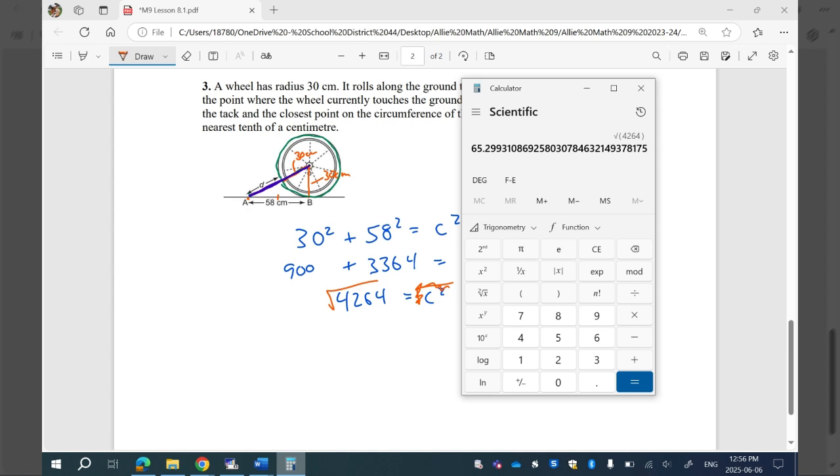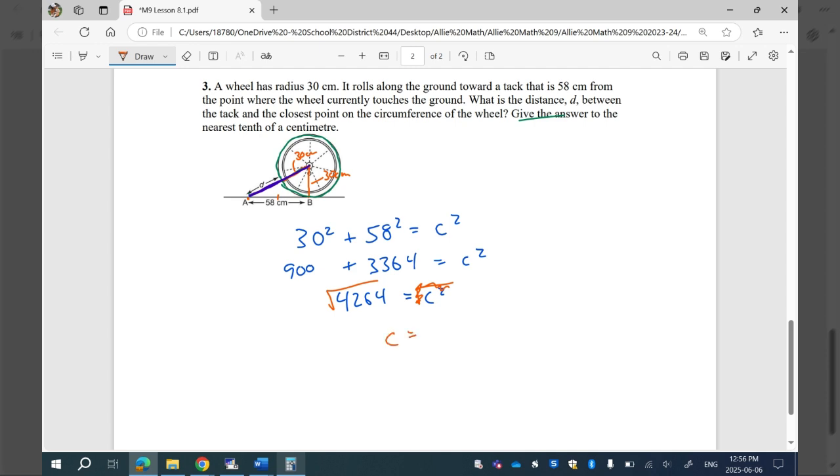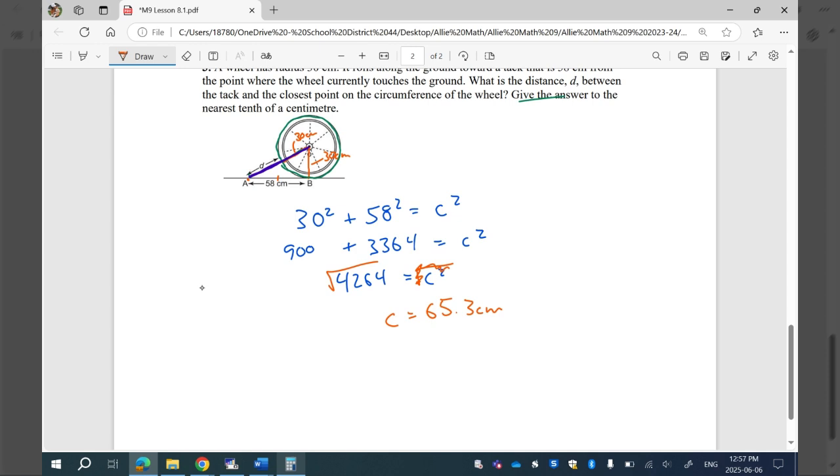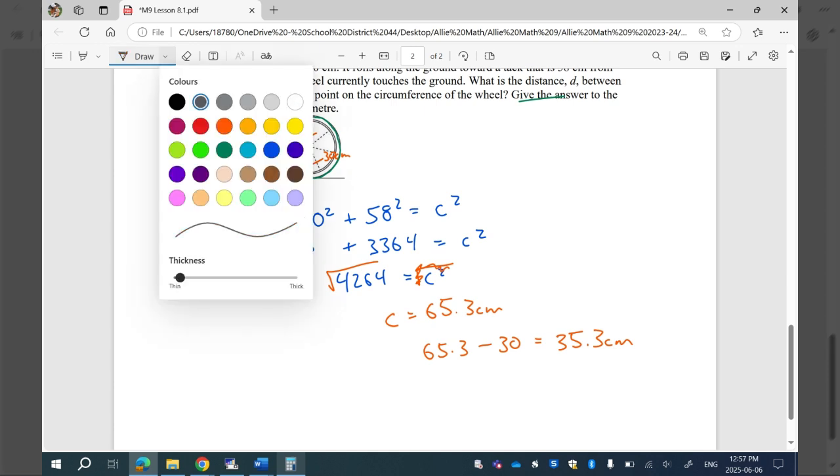I think that makes sense. 65.3. So c equals 65.3 centimeters. We should ask ourselves, does that make sense? I would say that makes sense. It's longer than 58, but not drastically longer. So now we found the whole length from the center of our circle to the tack, but they want to know what's just this part right here. What's just that d distance? So we need to go 65.3 minus out the 30, our radius, and that's going to leave us with 35.3 centimeters. So there you have it.